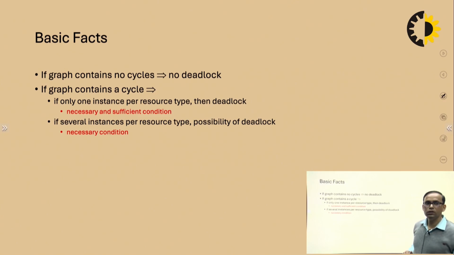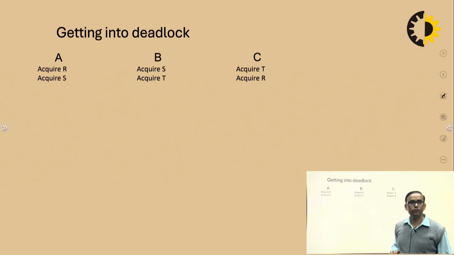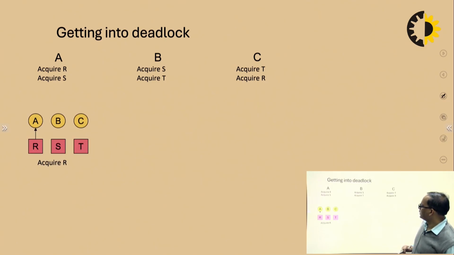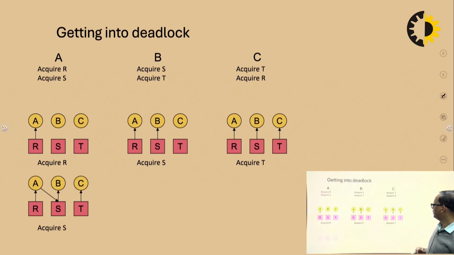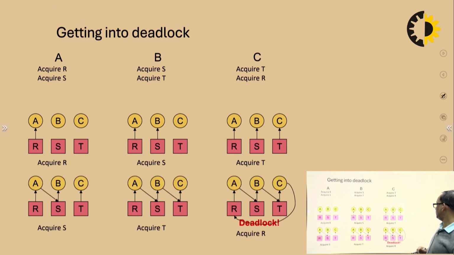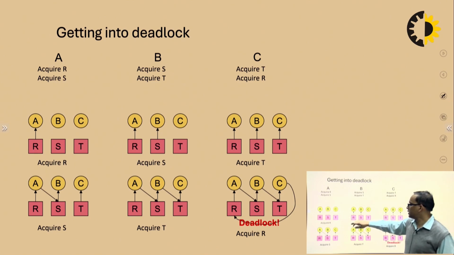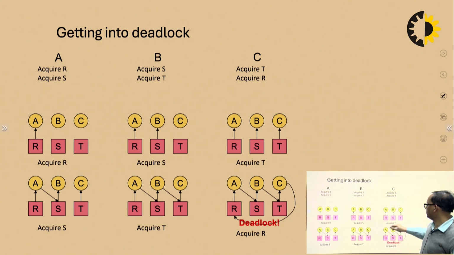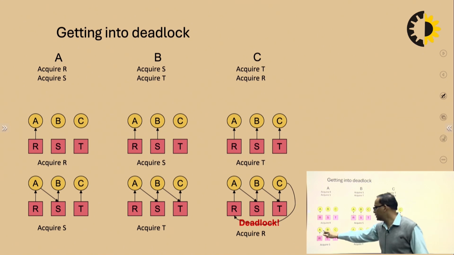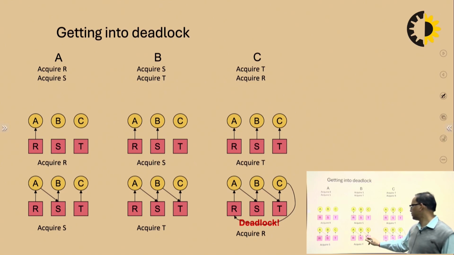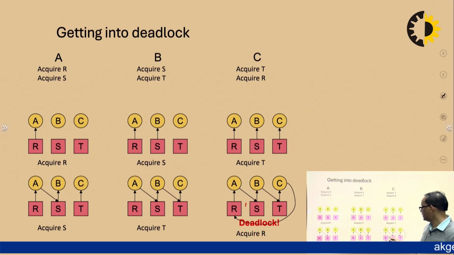Okay, so this is another example for forming the deadlock. 3 processes A, B, C and 3 resource types R, S, T. First R is allocated to A, S is allocated to B, T is allocated to C. Now A is requesting S, B is requesting T and C is requesting R. So as soon as C is requesting R, a cycle is formed here in this graph. So this is a deadlock situation.